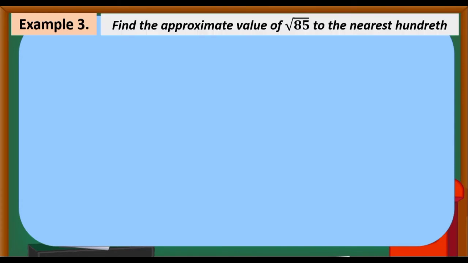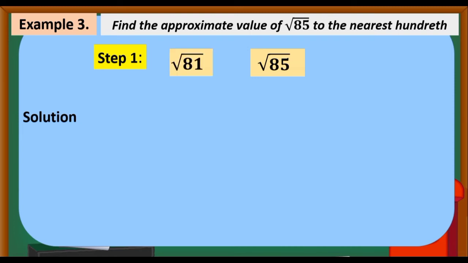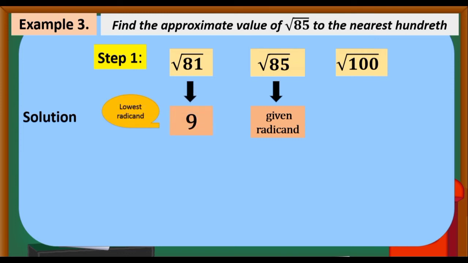Find the approximate value of square root of 85 to the nearest hundredths. So, unahin natin. Highest radicand muna, di ba? So, sa square root of 85, kukunin natin yung nakapagitan sa kanya. At yan ay si square root of 81 at square root of 100. So, si square root of 85, siya po yung tinatawag nating given radicand. Si square root of 81 is 9, which is our lowest radicand. And si square root of 100 is 10, which is our highest radicand.